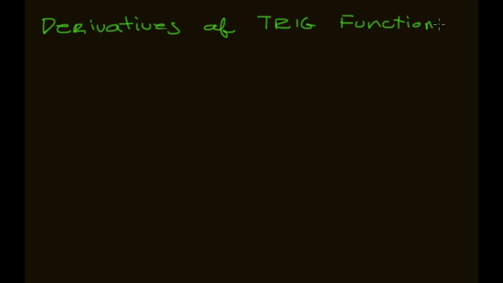Okay, so this video is going to be about the derivatives of trigonometric functions. We're talking about sine, cosine, tangent, cosecant, secant, and cotangent. There are 6 of these.